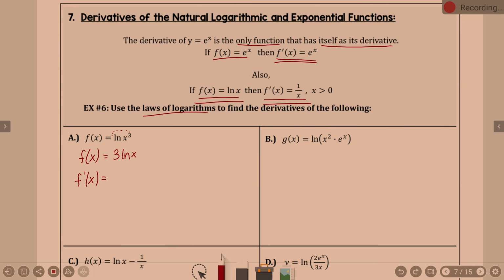What is the derivative of natural log of x? 1 over x. So then this derivative is going to be 3 times 1 over x. So it's just 3 over x. So 3 over x is how you would write your final answer.